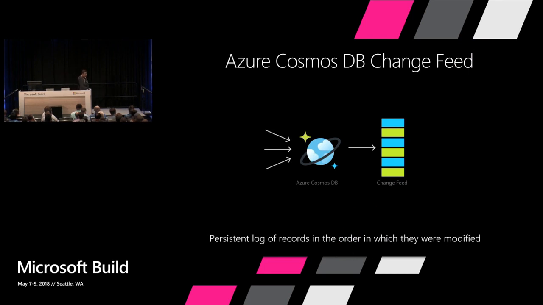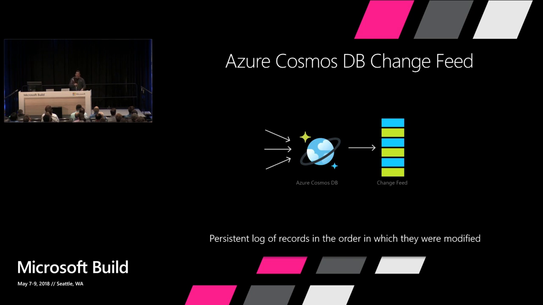So we talked about Azure Functions. Now we're going to talk about Azure Cosmos DB change feed. It is a persistent log of records in the order in which they were modified. So if you have a Cosmos DB collection, whatever changes are happening, you can see it on the change feed.